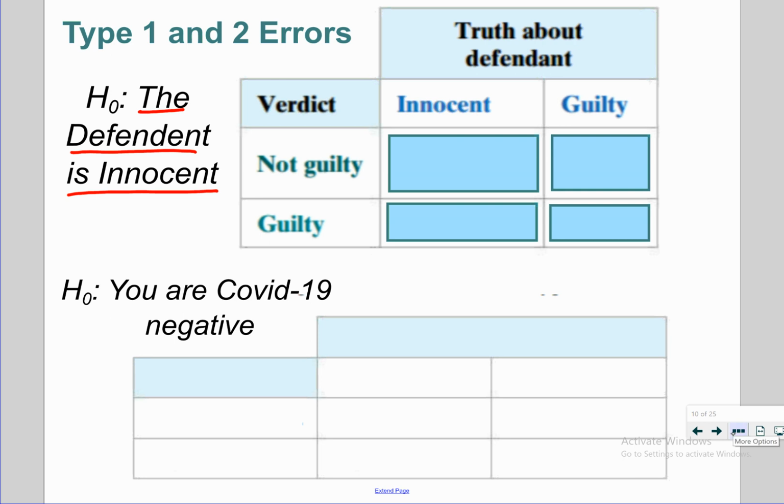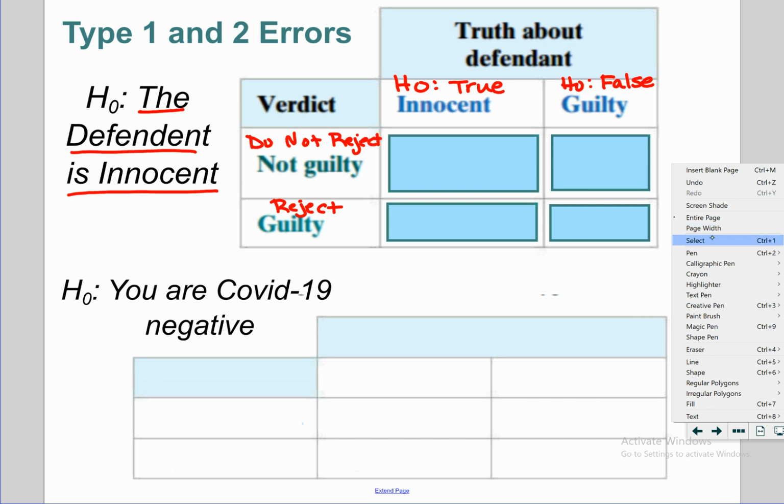So at the top, we've got the real truth. In reality, this person is either innocent or guilty. Innocent says that the null hypothesis is true, because that's what we're assuming. And guilty says that the null hypothesis is false. Okay, when we say then that the jury decides they are not guilty, that is equivalent to not rejecting the null hypothesis. And when we say that someone is guilty, that's equivalent to rejecting the null hypothesis.